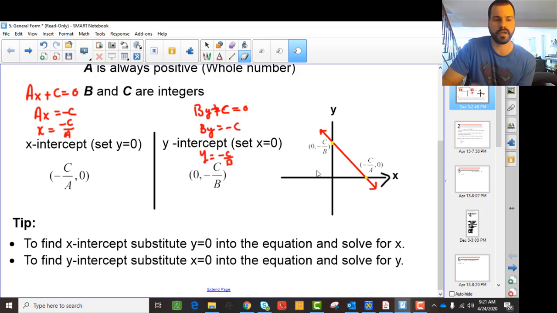So to find the x-intercept, you just let y be 0 because you're on the x-axis, so the y value on the x-axis is 0. And then to do the same thing to get the y-intercept, you let x be 0.